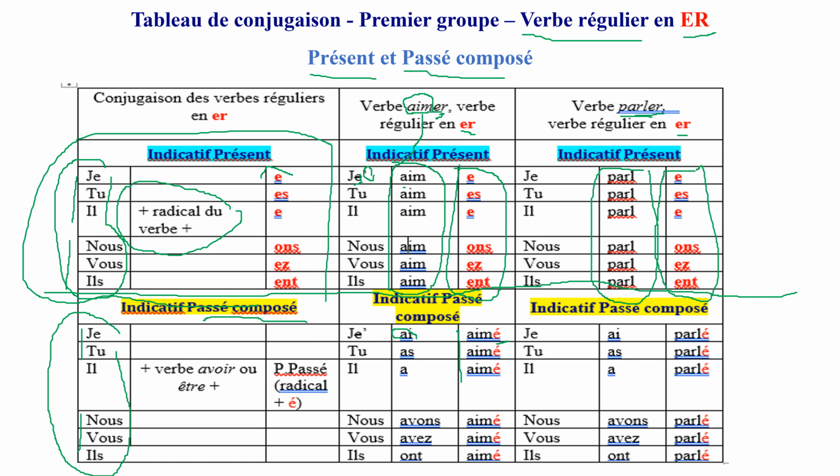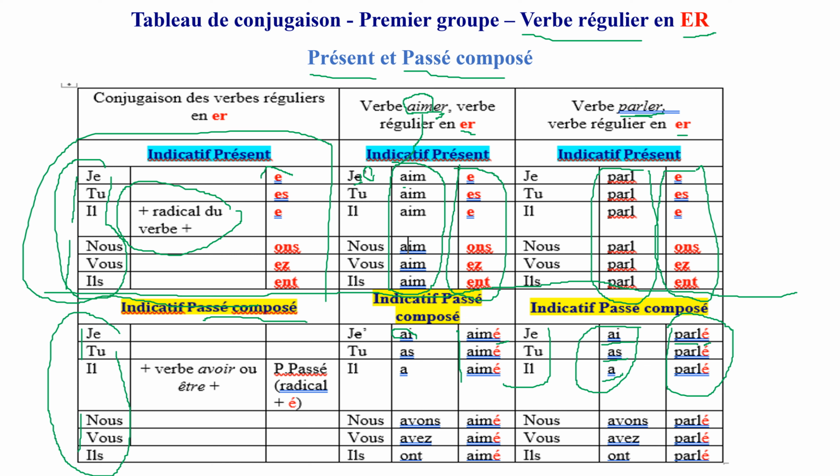Here it is: j'ai aimé, tu as aimé, il a aimé, nous avons aimé, vous avez aimé, ils ont aimé. Okay? And the same goes for the verb parler. This is your person here, and this is AI, AS, A. Remember the AS for the second person singular. And these, of course, are the auxiliaire, and here is the participe passé. We take the root, P-A-R-L, and we add the accent aigu. All you need is practice. Eventually, you will see the reasoning behind it.